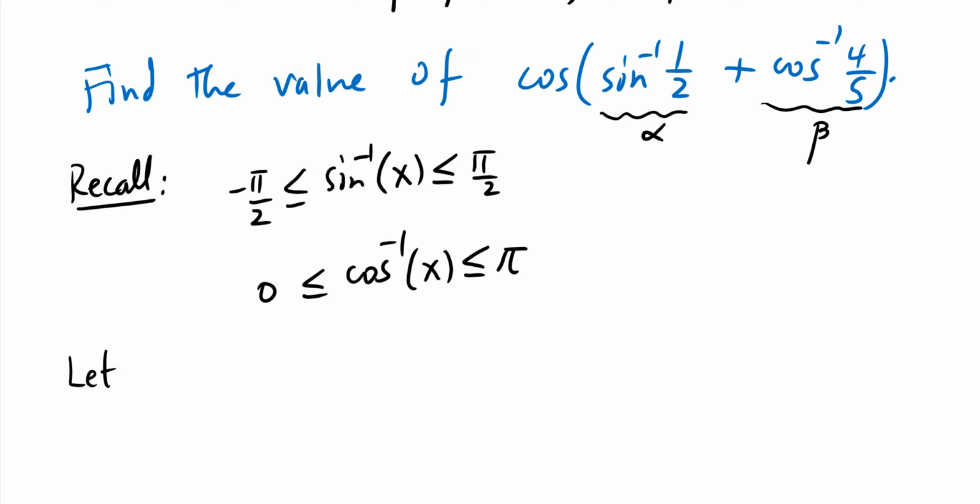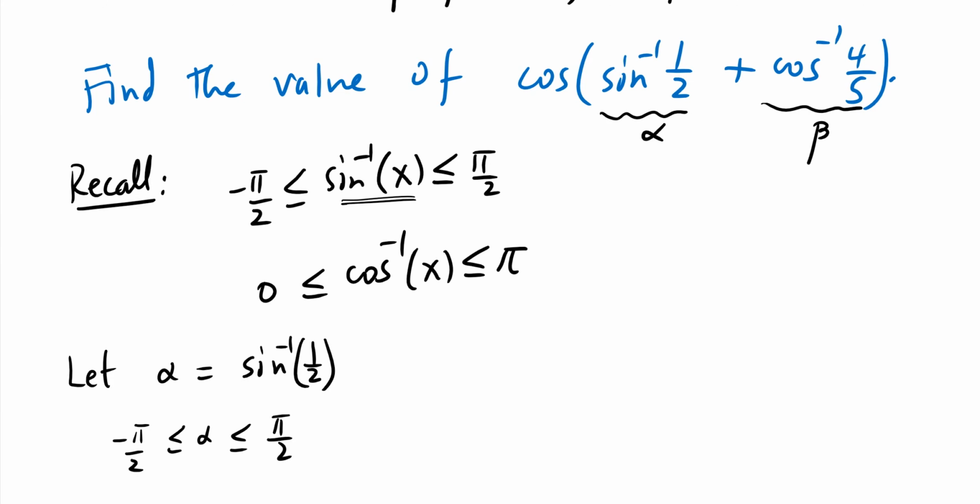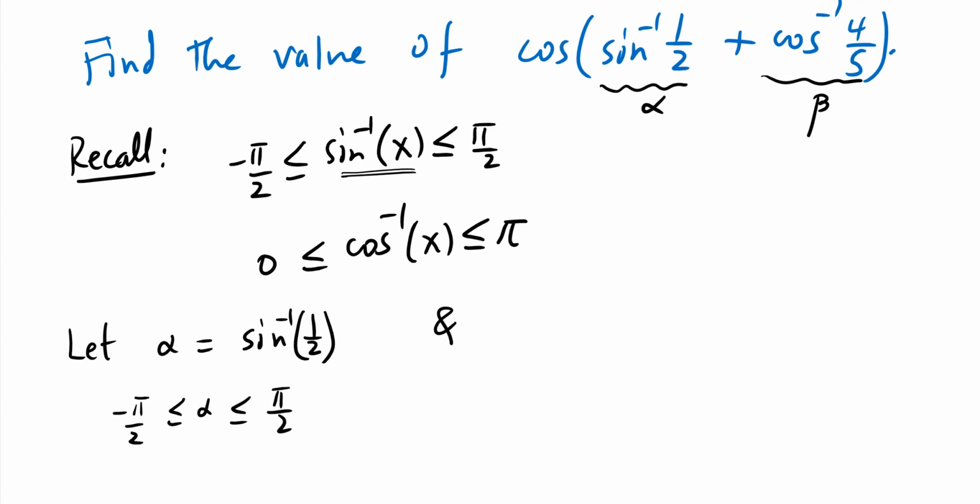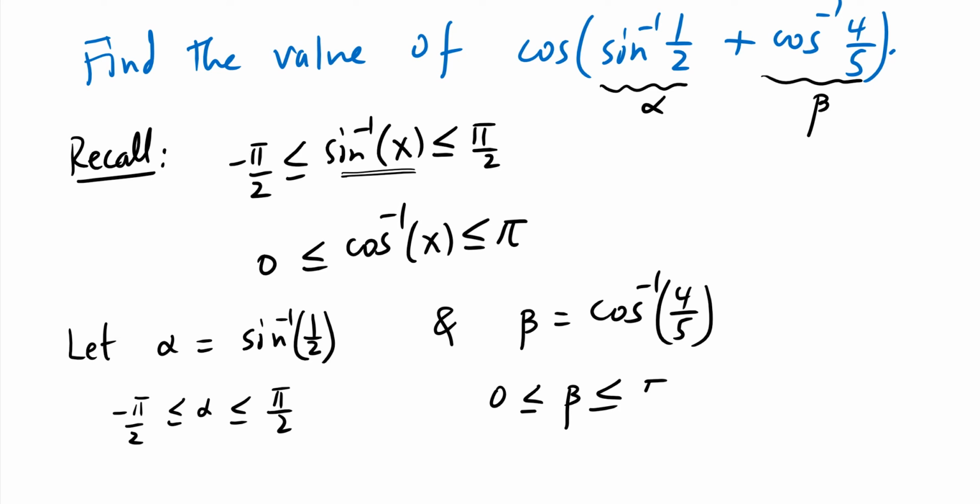So we say let alpha equal sine inverse of 1/2. And since alpha is a sine inverse function, this means alpha is going to be from negative pi over 2 to pi over 2. Important to list the conditions. And beta is cosine inverse of 4 over 5. So from here, beta is from 0 to pi.